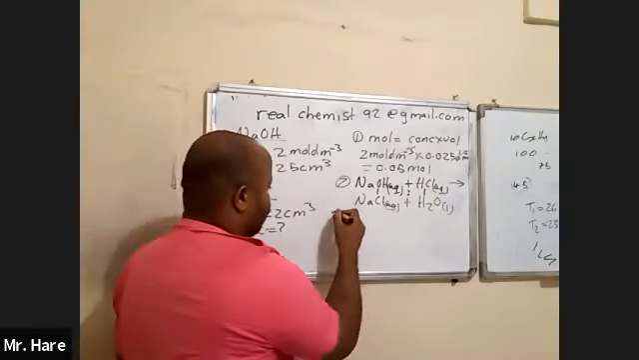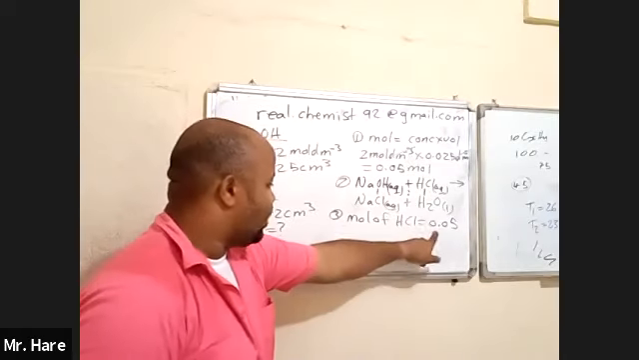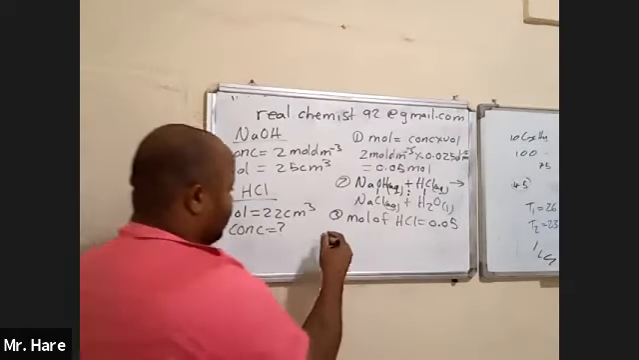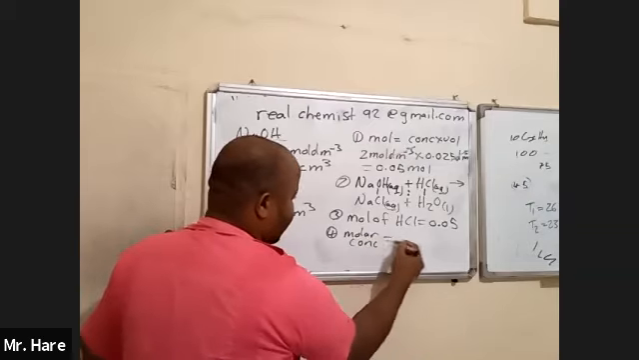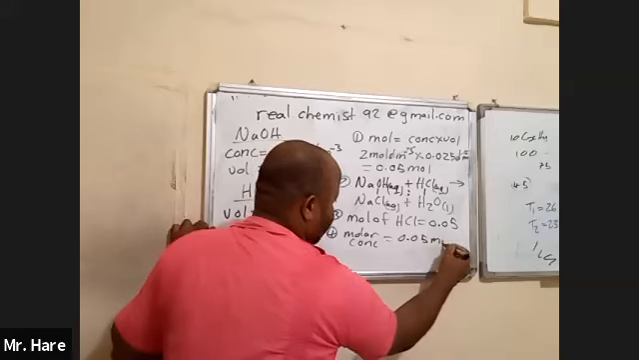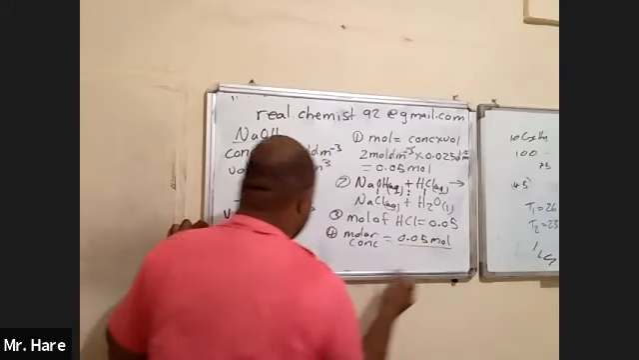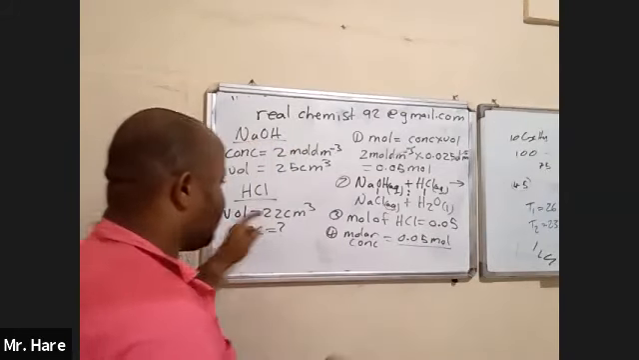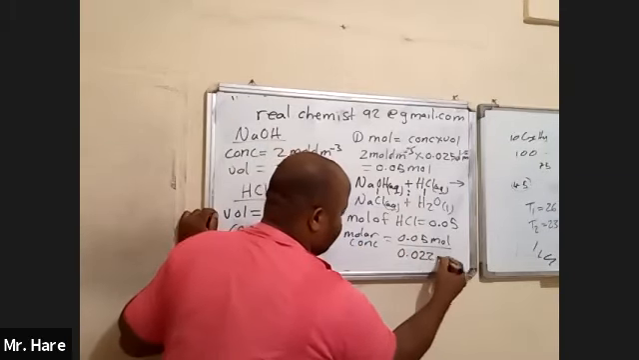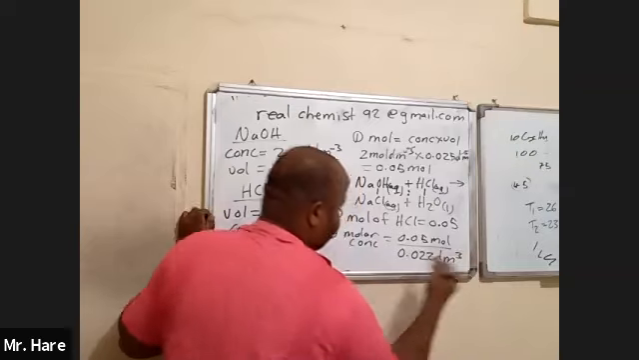is equal to 0.05. So now that we have the mole of the HCl and we have the volume of HCl, we can go ahead now and calculate the molar concentration of HCl. So it is 0.05 mole divided by the volume in dm³, which is 0.022 dm³.